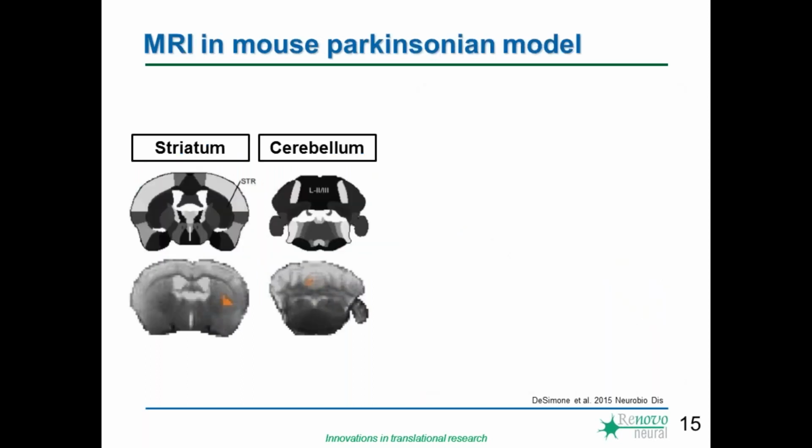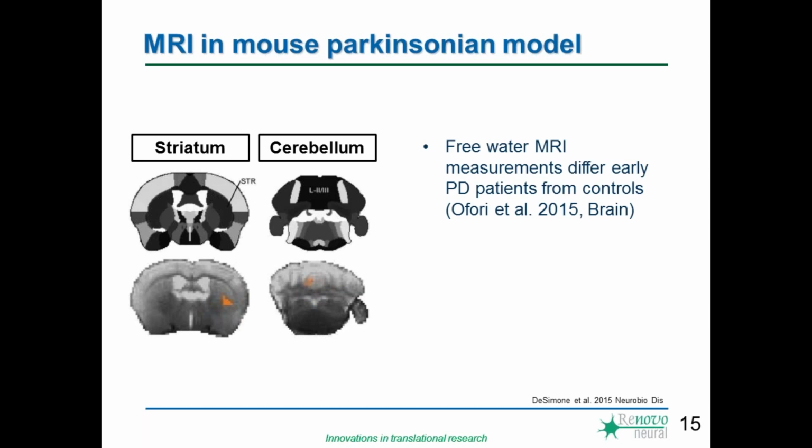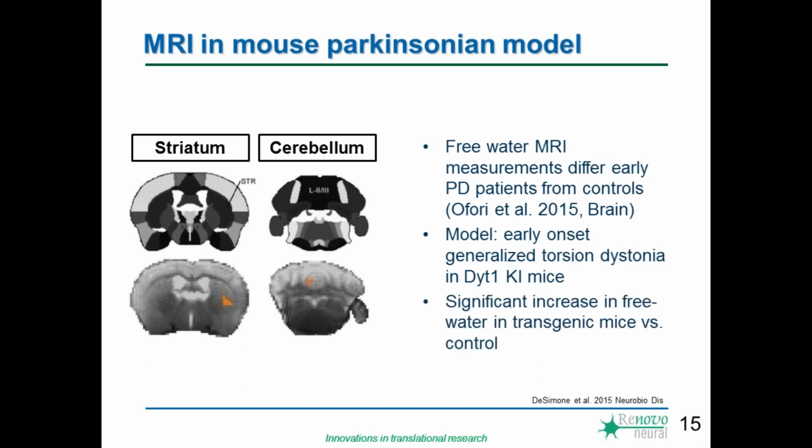For example, it was shown that free water measurement differentiates brains of patients with an early PD from the healthy controls, and a similar MRI scanning modality was employed in the Parkinsonian mouse model of early onset generalized torsion dystonia. In the striatum and in the cerebellum, a significant increase in free water was observed in transgenic mice compared to the wild type, here indicated in orange. And summing this part up, the main advantage of those two in-life readouts is their relatively non-invasive longitudinal character.